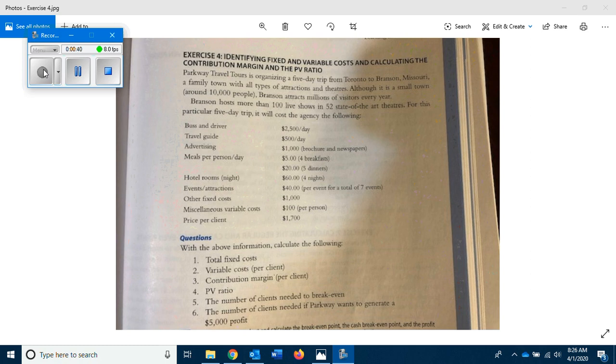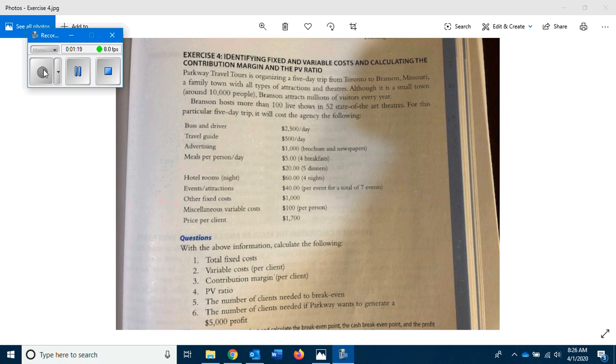Okay, so for example, bus and driver, it's an interesting way to spell bus. Anyway, bus and driver, 2,500 per day. Well, we know it's a 5-day trip, right? For this particular 5-day trip, it will cost the agency the following. So bus and driver, 2,500 per day. So we know it's a 5-day trip, so we have to take 2,500 times 5 and figure out how much fixed cost is associated with bus and driver. Travel guide, 500 per day.